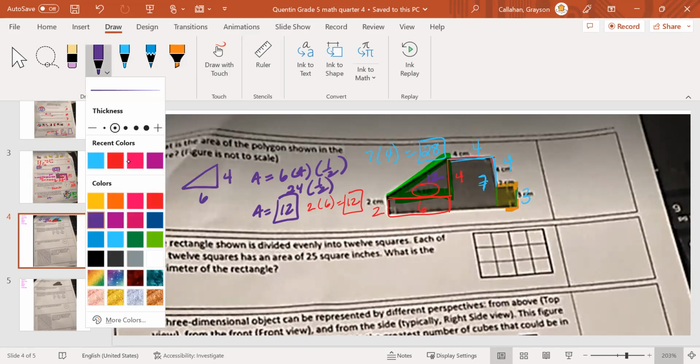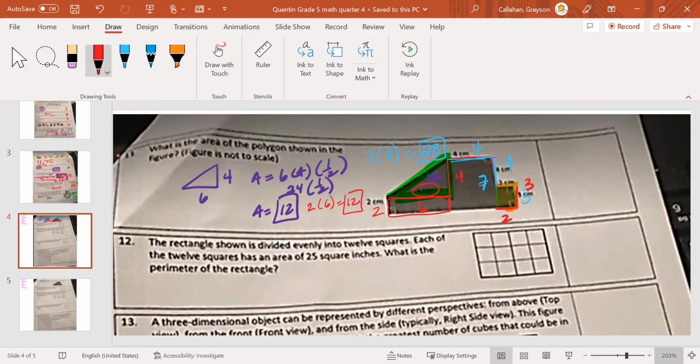And then all you're left with now is just this tiny little rectangle right here. So let's take a look at this. This part is 2. That part's 3. So what's 2 times 3? Okay, so now you're going to add everything together: 12 plus 12 plus 28 plus 6. What is that going to give you?